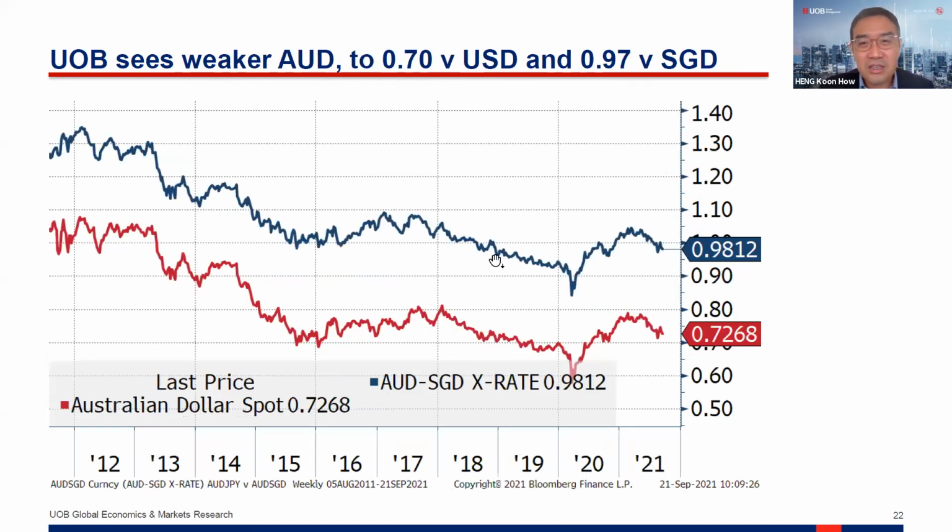Now for the Aussie, obviously there are concerns over the China growth slowdown. Peter will talk a little bit more about that. Concerns over the recent iron ore sell off have started to weigh on the Aussie. You notice that it's tapering off against the dollar and against the Sing. And our view is that by the middle of next year, the Aussie against the dollar should come back down to about 70 cents. Aussie against the Sing should come back down to about 0.97.